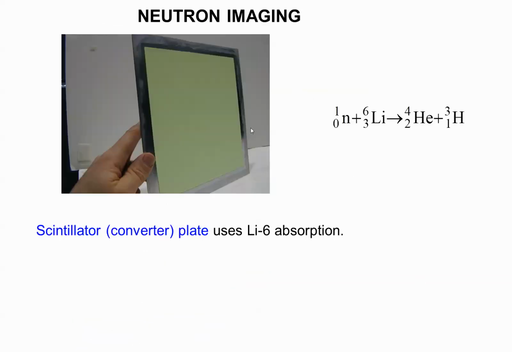Here we're looking at a neutron imaging scintillator. It's also called a converter plate. In other words, neutrons get absorbed in lithium-6 and give off 2 charged particles which are attracted by electrodes and trigger a detection event.